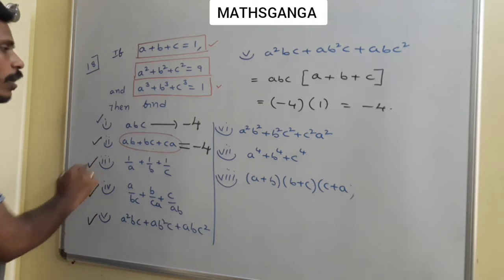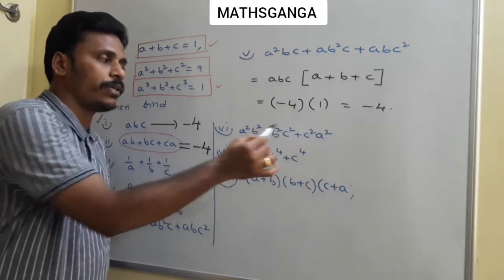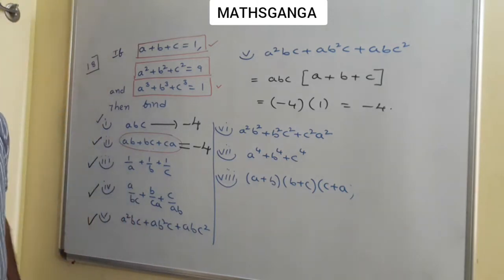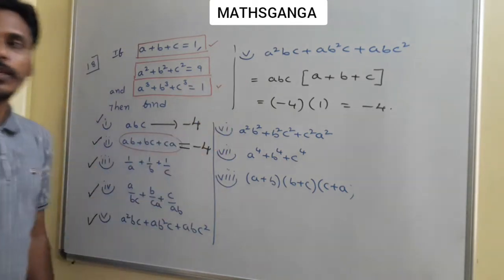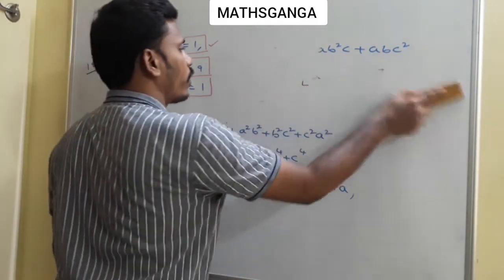So the first five are over, and then we need to think about a square b square plus b square c square plus c square a square. Is it clear? Just have a look. Go for a screenshot. And think about the sixth one, a square b square plus b square c square plus c square a square. That's what we need to find.